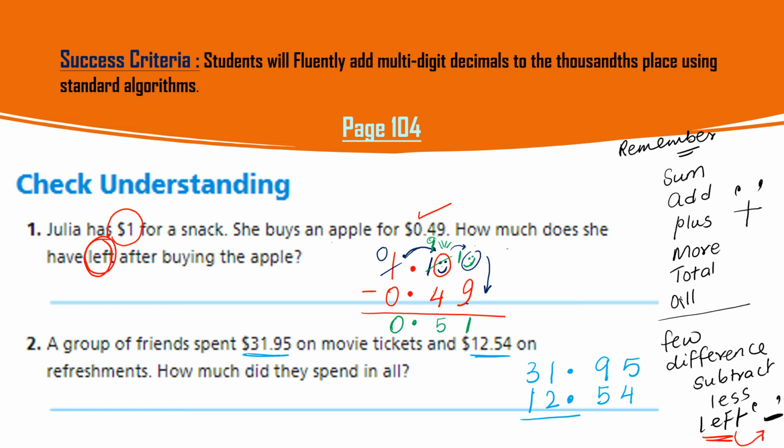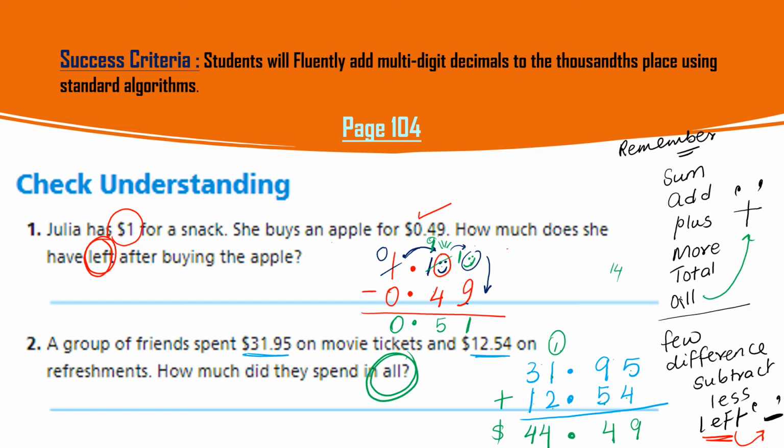Okay, now let's see whether we will add it or subtract it. Let's read. How much did they spend in all? Okay, total, all. So it means what? Add. So we will add them. Okay, let's start. 5 plus 4, 9. 9 plus 5, 14. So look here, it is 14. So we write 4 under this one and carry 1 to the other one. Point. Add 1 plus 1, 2. 2 plus 2, 4. And 3 plus 1, 4. So that is our answer.